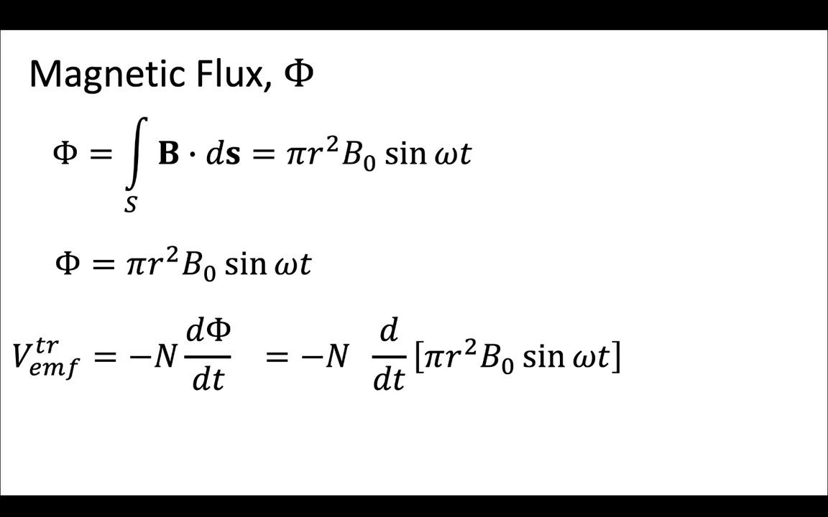So if we take the derivative of that magnetic flux, we can see that really the only part of that magnetic flux that's changing in time is the sine omega t. So our transformer voltage is then going to be equal to this equation, which is changing in time based on cosine omega t. So our magnetic flux is changing with sine omega t, but our transformer voltage is changing in time based on cosine omega t.